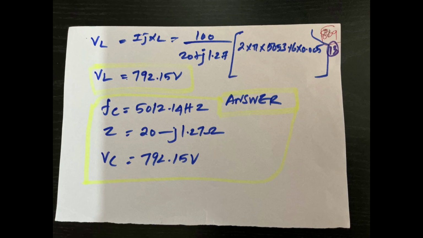fC is already found out, XC value is found out, and VC value is found out. That is the answer for the RLC series circuit, series resonance and frequency response.